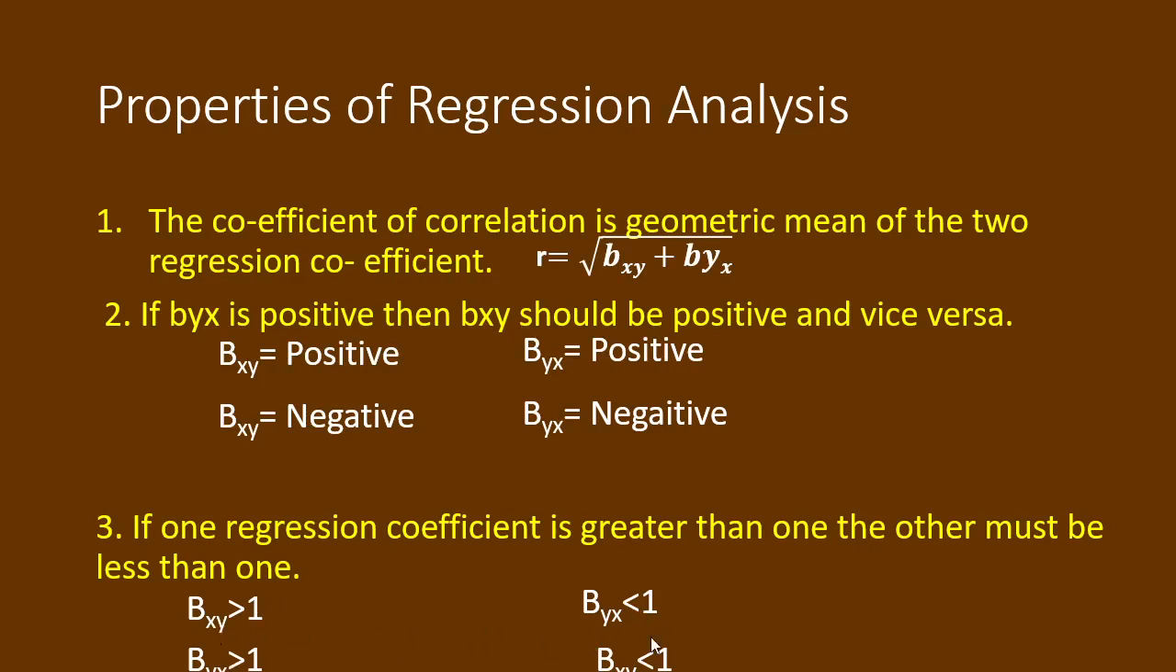Both the regression coefficients cannot be more than 1, like bxy is 1.2 and byx is 1.6. If one regression coefficient is more than 1, automatically the other regression coefficient should be less than 1. So if both the regression coefficients are more than 1, that indicates your solutions need further checking.